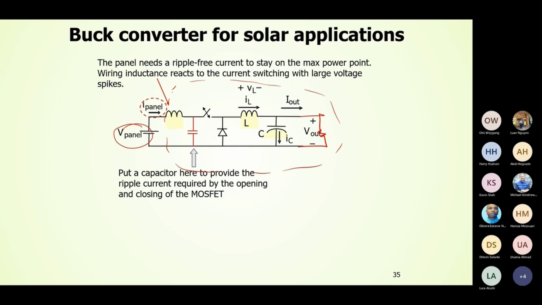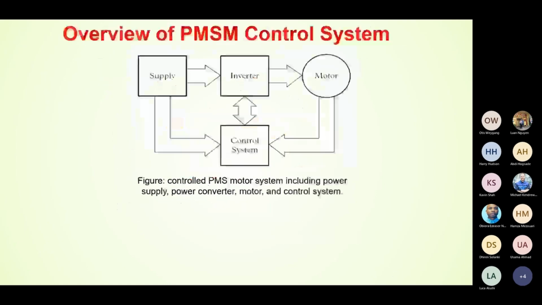Because solar panel's current is also not constant, so you will have ripple. You just add a capacitor to mitigate that. Okay. So that was the part about the DC-DC buck converter.